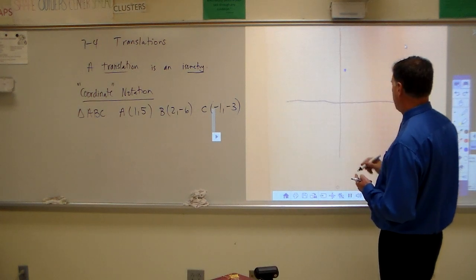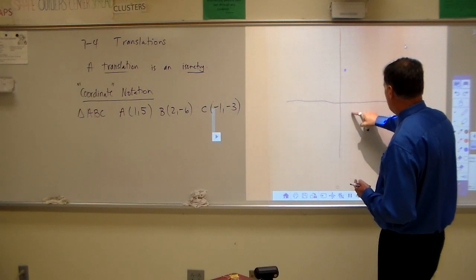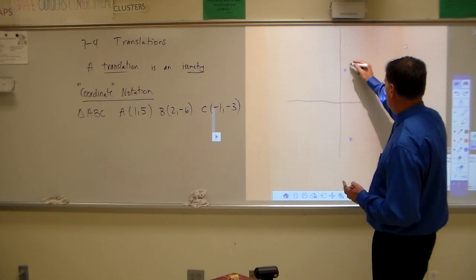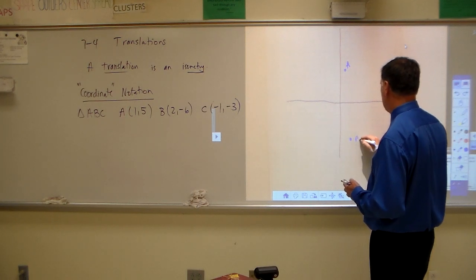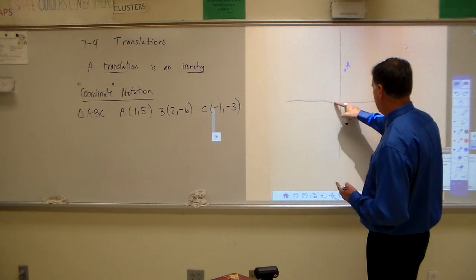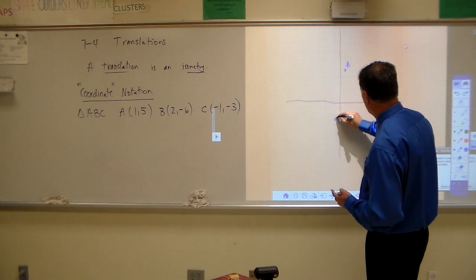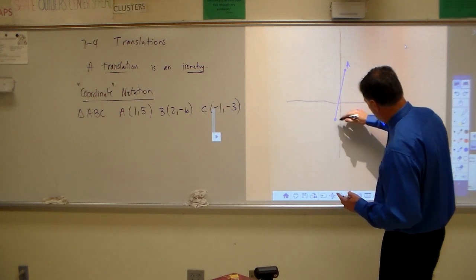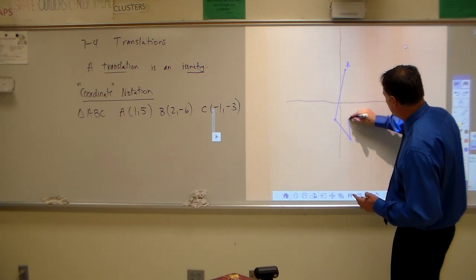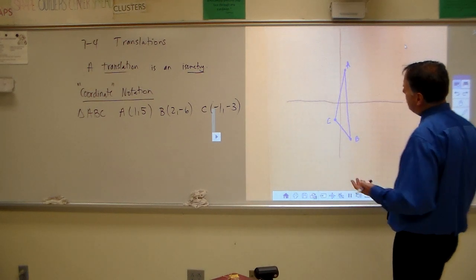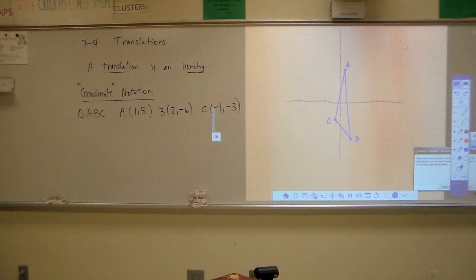And then I have 2, negative 6, 1, 2, 1, 2, 3, 4, 5, 6. That's A, and this is B. And then I go to C, negative 1, negative 3, 1, 2, 3. Okay, and so here is my figure. You guys know a little bit about this stuff now. Let's say they asked, what type of a triangle does that look like?